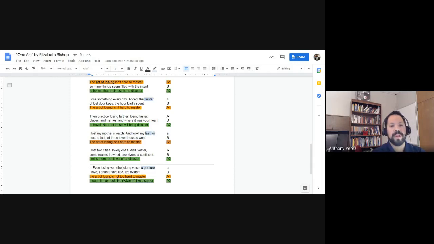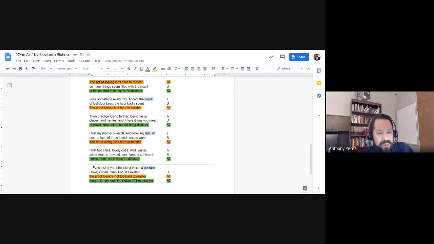Now, the other thing I want to point out is this poem repeats a lot, right? So the reason I have a 1 and a 2 next to these is because these lines are partially repeated throughout the poem. Okay, the art of losing isn't hard to master.